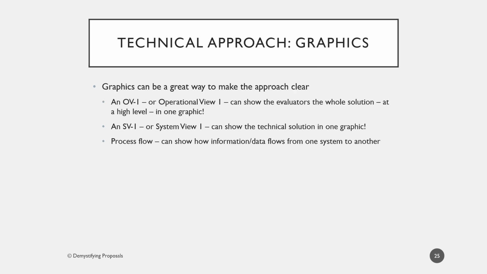Graphics can be a great way to make your approach clear. You can have an operational view 1 where you show the entire solution at a high level in one graphic from an operational perspective. Or you might have a system view 1 where you show the technical solution in one graphic. This is particularly true for an IT type proposal where you lay out how all of the parts and pieces of your solution flow from one to the other. How does the information flow in your solution? That might be a system view. Or you might just have simple process flows that show how information gets from one place to another.